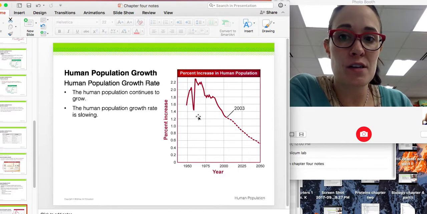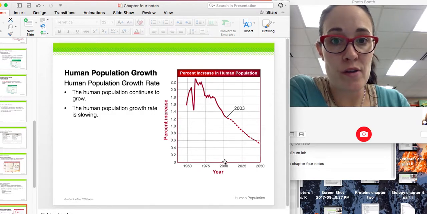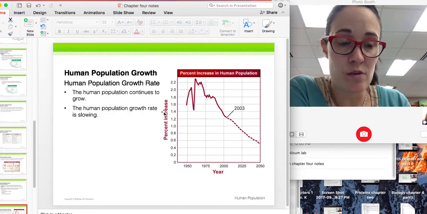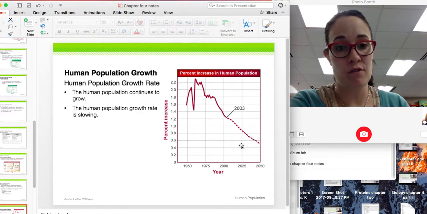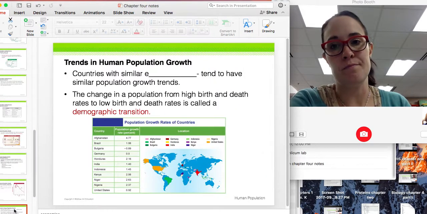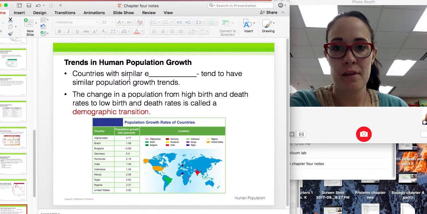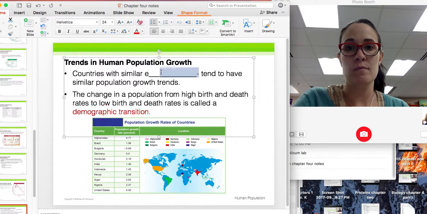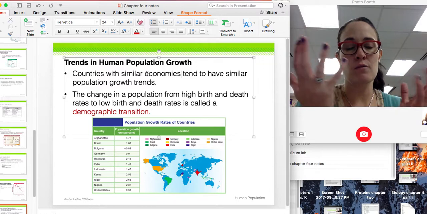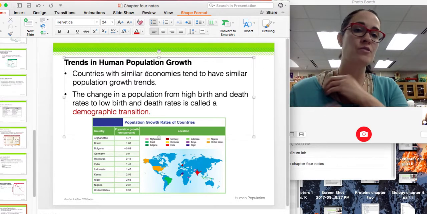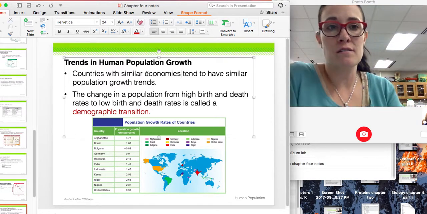Although the human population continues to grow, the growth rate is actually slowing according to this graph, percent increase. So comparatively, every year, our percentage of growth is actually going down. Countries do differ in their growth rates, and this is due to those countries' economies. We see a commonality if a country has a similar economy to another country. Their growth rate usually trends the same way.